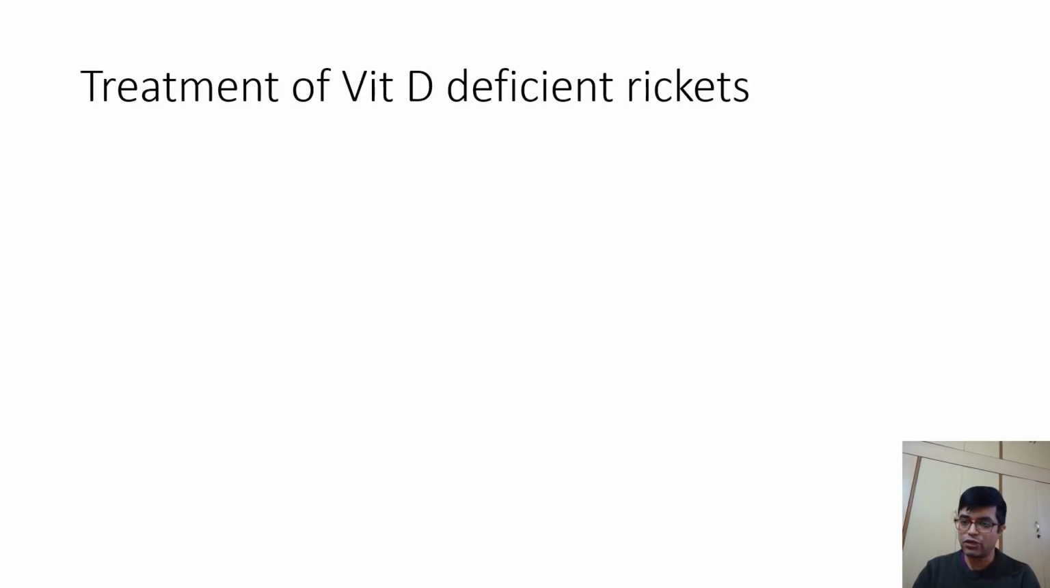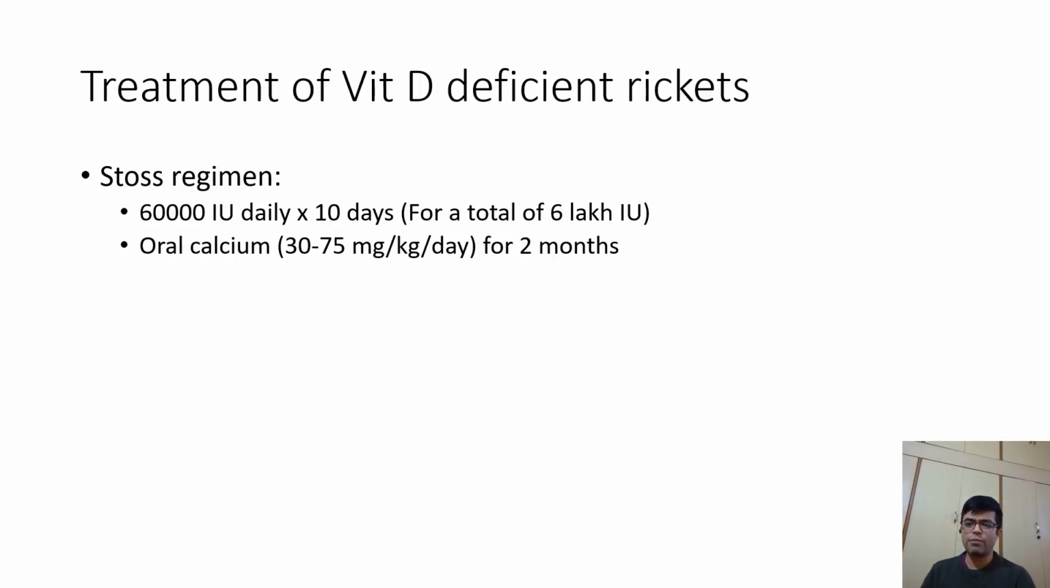Moving to treatment of vitamin D deficient rickets. The commonly used, the older one, is the STOSS regime. STOSS regime, we give 60,000 international unit daily orally. If not possible, you can give intramuscularly for 10 days. Total dose to be given is 6 lakh international unit along with calcium in the given dose.